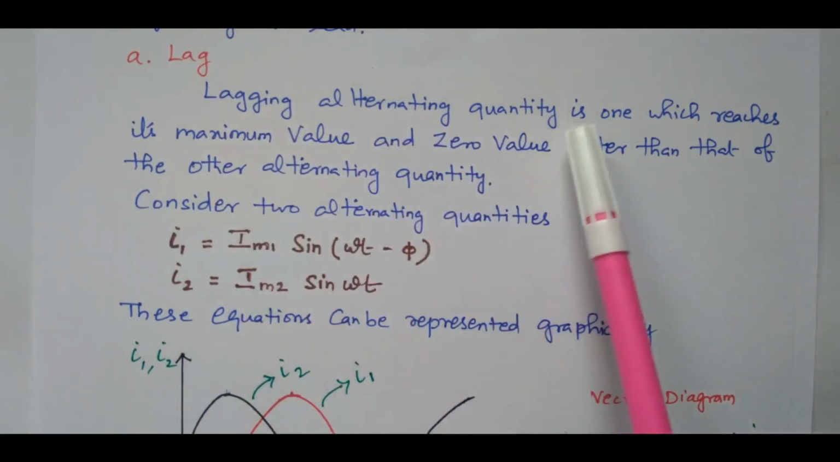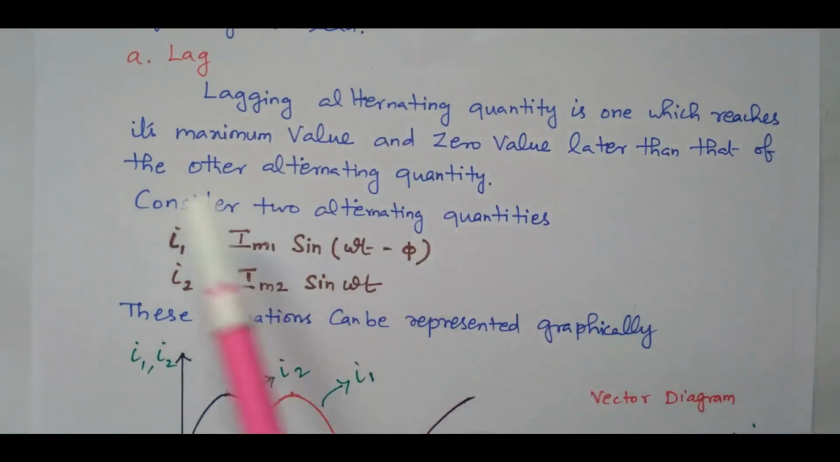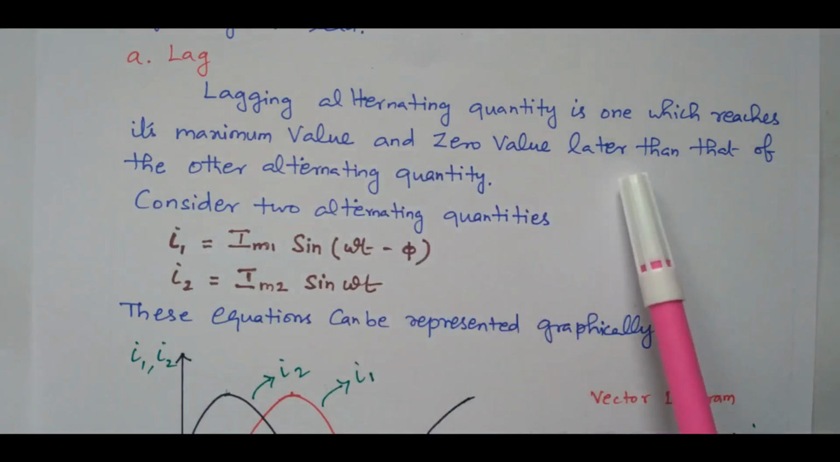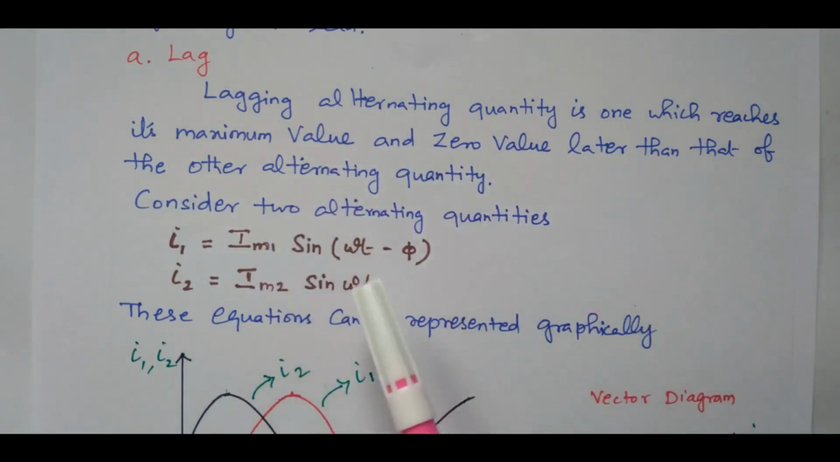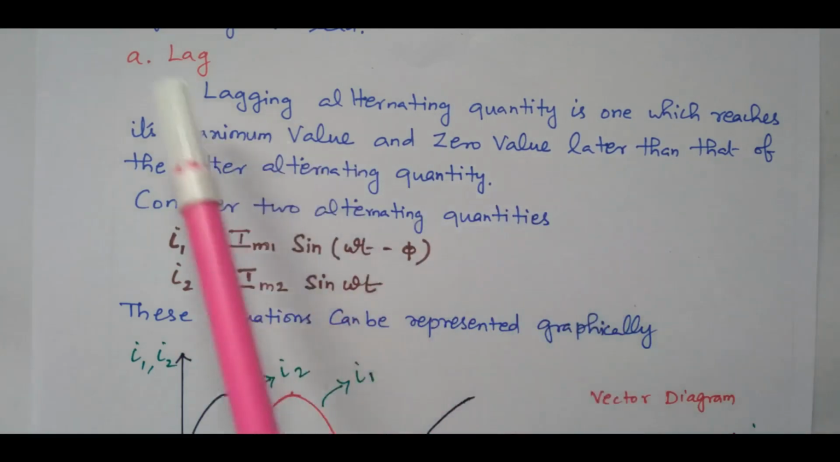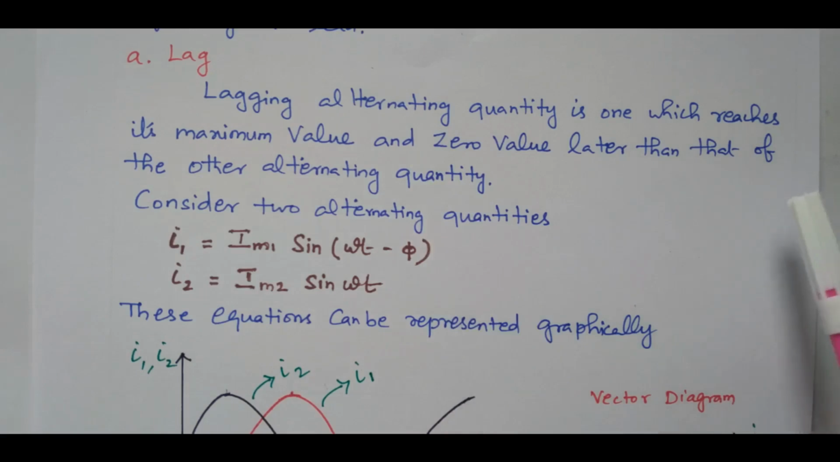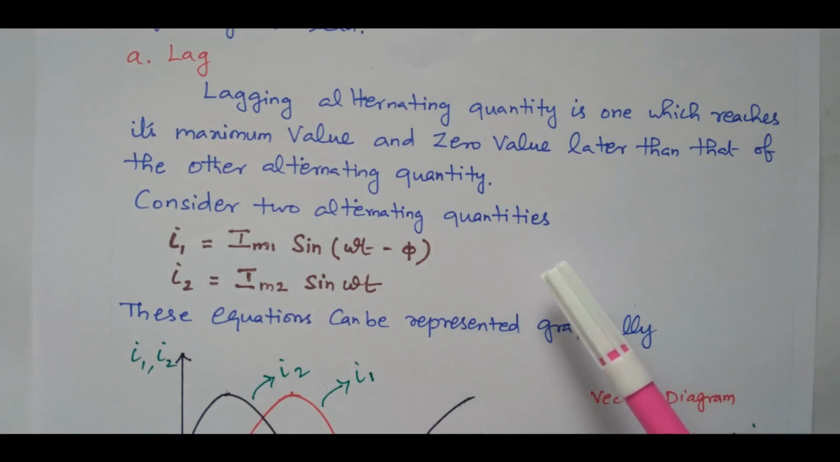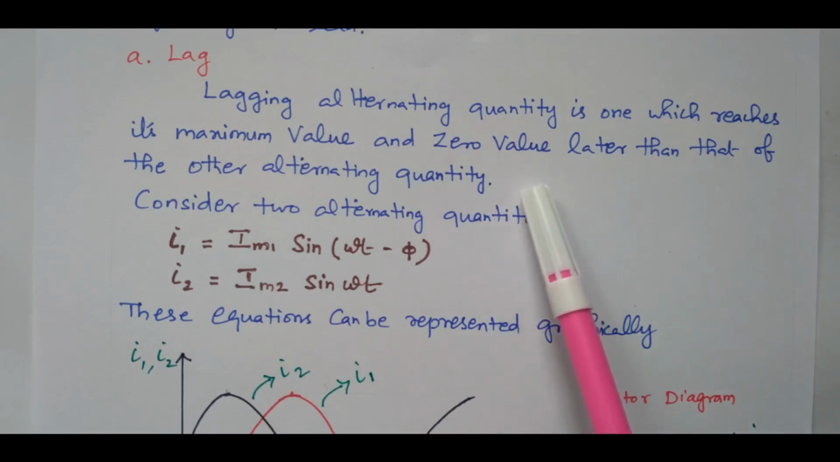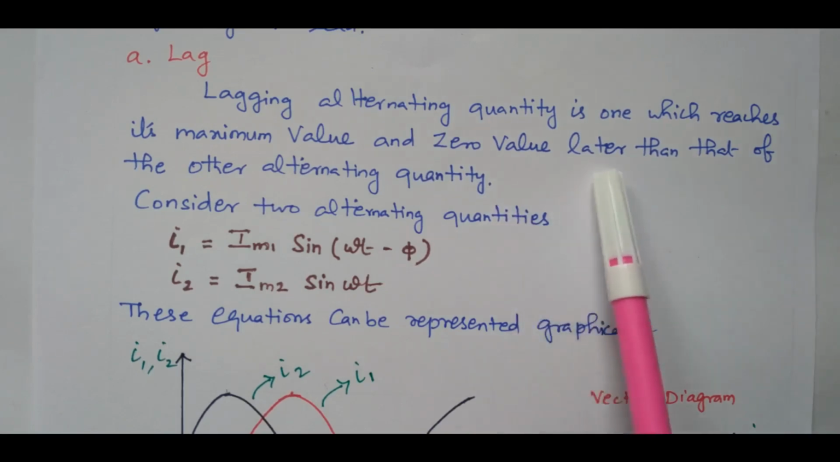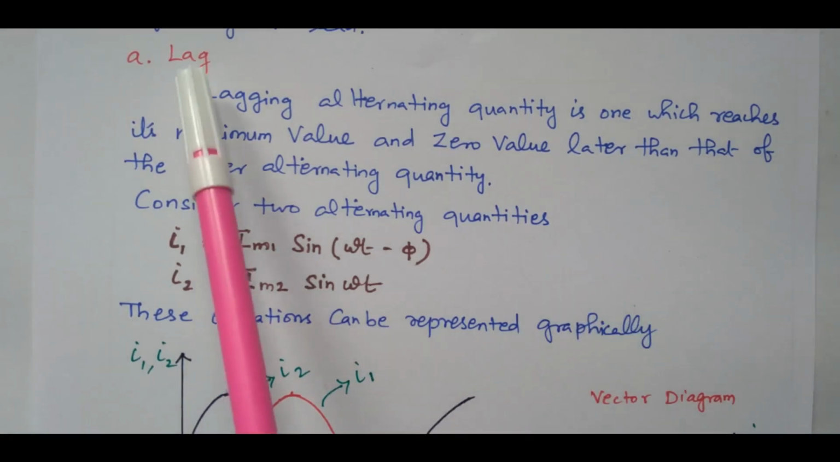The lagging alternating quantity is one which reaches its maximum value and zero value later than the other alternating quantity. Later. So lagging means one alternating quantity is lagging with another quantity. The second quantity will reach the zero value before, after that the first quantity will reach the maximum value. After some time only the second quantity will reach the maximum or zero value. So there is a delay. It will reach the maximum or zero value later, so it is called lagging.